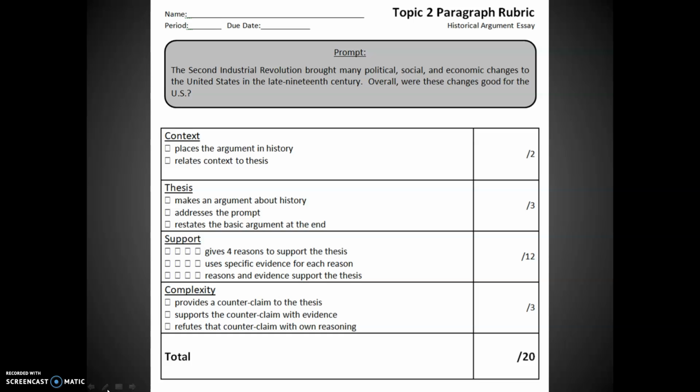The rubric and the argument builder are both attached in Google Classroom, so if you want to print them out for your own use, you can. At the top, you see the prompt. The Second Industrial Revolution brought many political, social, and economic changes to the United States in the late 19th century. Overall, were these changes good for the U.S.? So you're basically going to be arguing whether industrialization was positive or negative. So you'll pick one of those sides.